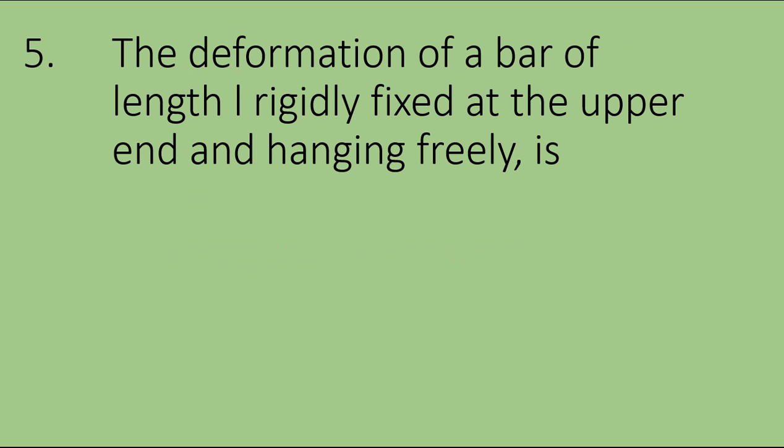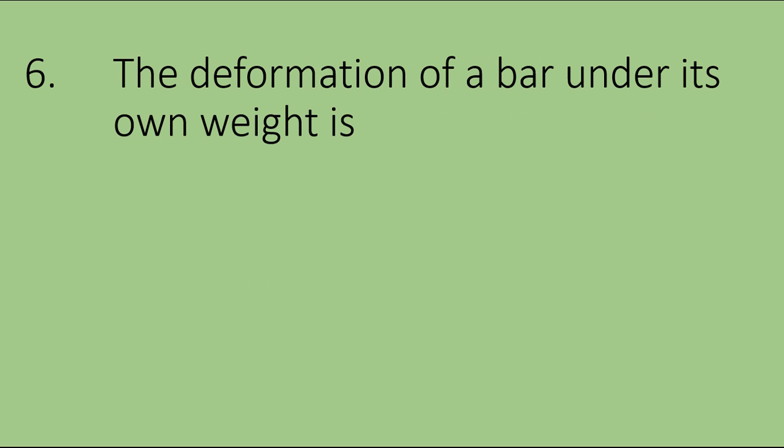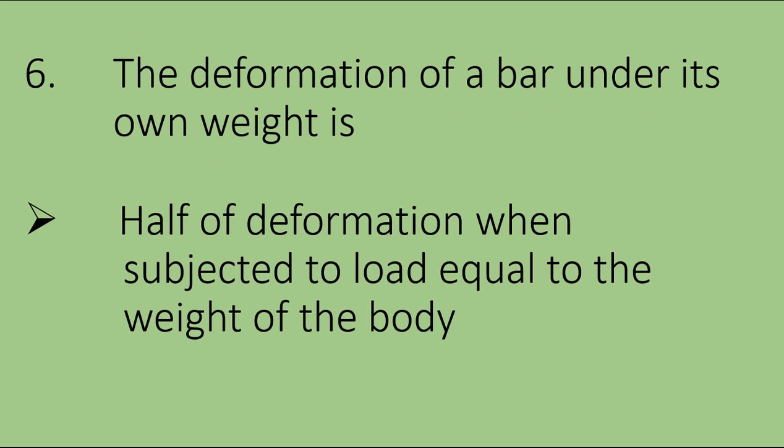5. The deformation of a bar of length L rigidly fixed at the upper end and hanging freely, is. Answer: WL square by 2E, where W equals weight of 1 unit volume of the bar. 6. The deformation of a bar under its own weight is. Answer: half of deformation when subjected to load equal to the weight of the body.